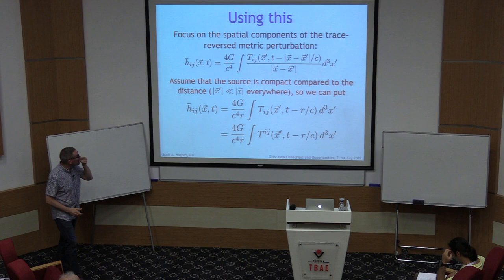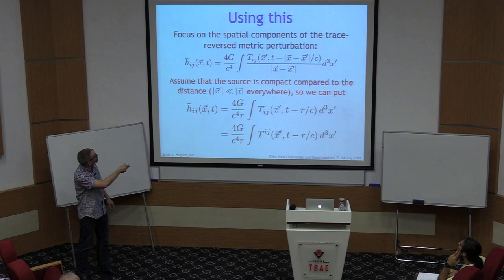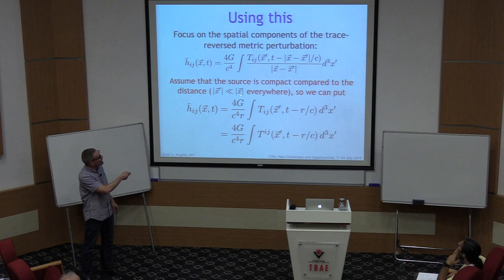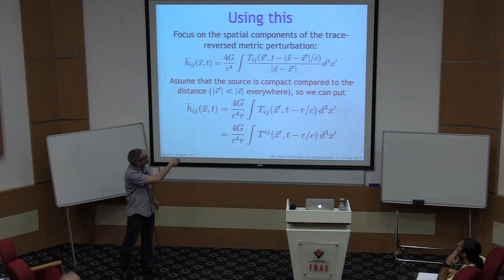Let's begin by focusing on the spatial components of the transverse metric perturbation. I wrote down a solution to the wave equation a few slides ago, where these ij became mu nu. Let's just focus on the spatial piece of this. I'm going to assume that the source is compact compared to the distance at which I'm making my measurements. What that means is I can simplify these |x minus x prime| magnitudes and approximate this like so.